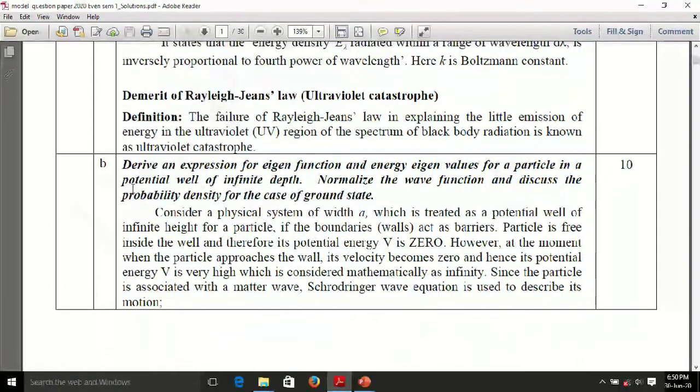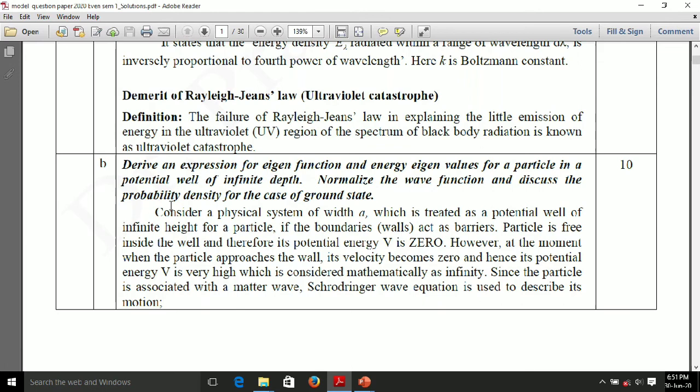And the second question was: derive an expression for eigenfunction and eigenvalues for a particle in a potential well of infinite depth. Normalize the wave function and discuss the probability density for the case of ground state. So, here you are observing that marks to be awarded is 10, and the question is also clear that you have to derive the expression for the eigenfunction, you have to discuss the energy eigenvalues of the particle, you have to normalize the wave function and discuss the probability density.